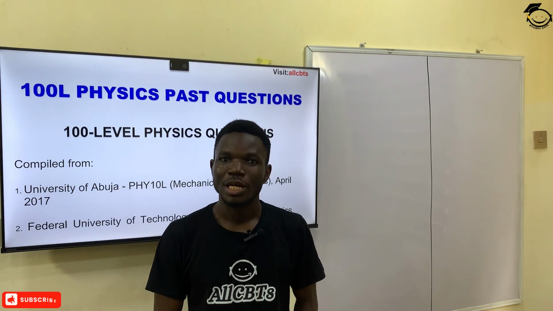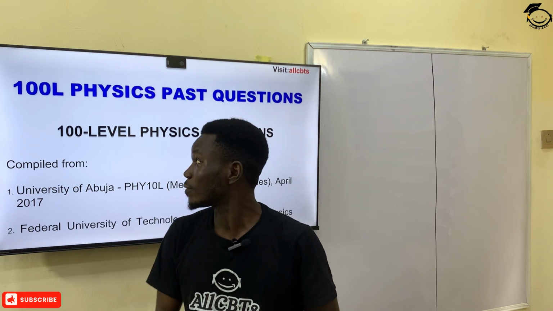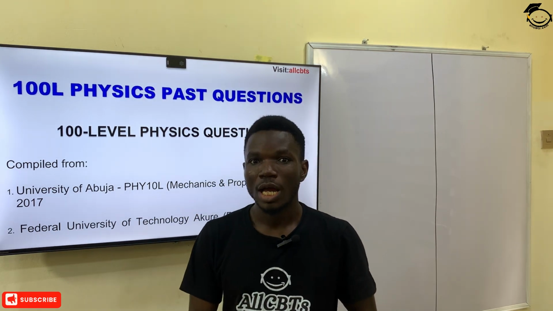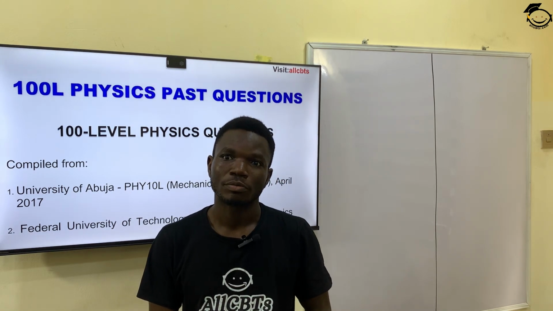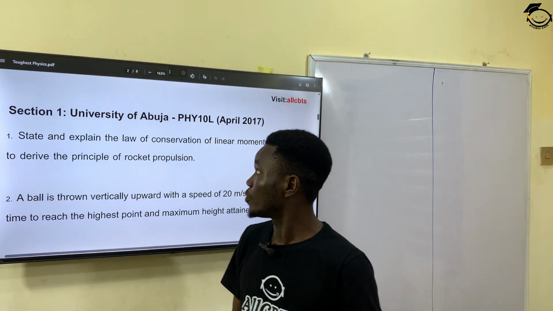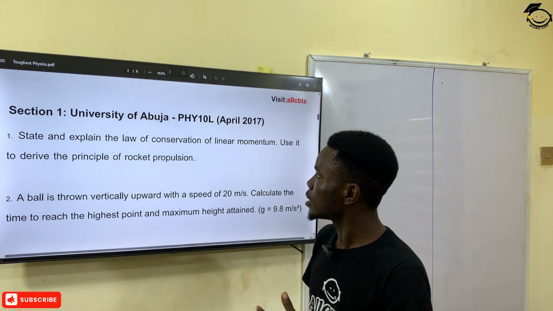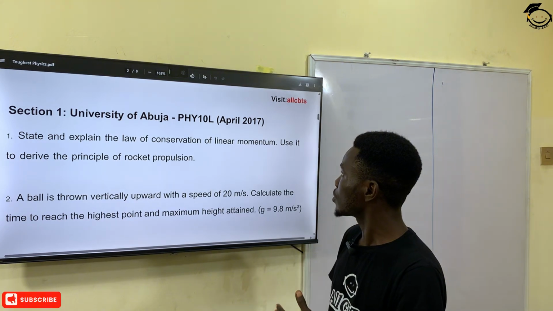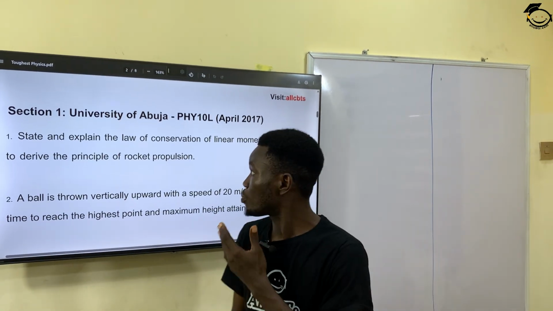Good day, student. Come with me as we solve this 100-level physics past question compiled from University of Abuja and the Federal University of Technology, Akure. Section 1 here is from the University of Abuja, and the first question says, state and explain the law of conservation of linear momentum. Use it to derive the principle of rocket propulsion.